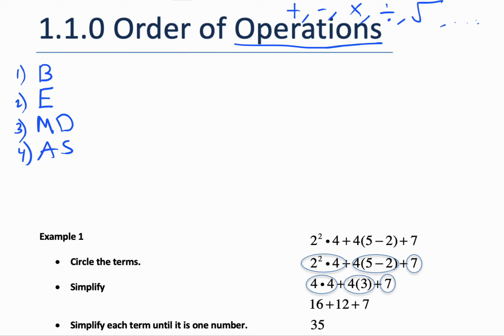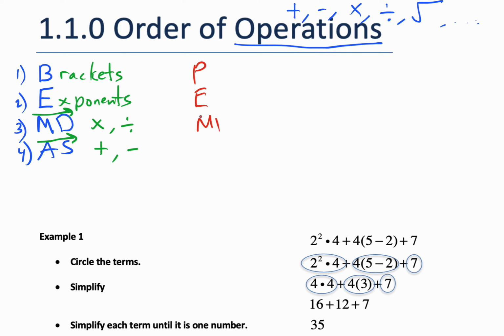Okay, so there are four things in the order of operations. First thing you do is brackets, operations that are inside brackets. Then you have exponents. Then you have multiply and divide, but left to right. Add, subtract from left to right. Sometimes this is called PEMDAS, because instead of brackets, we just call it parentheses. Just another name for the same thing.